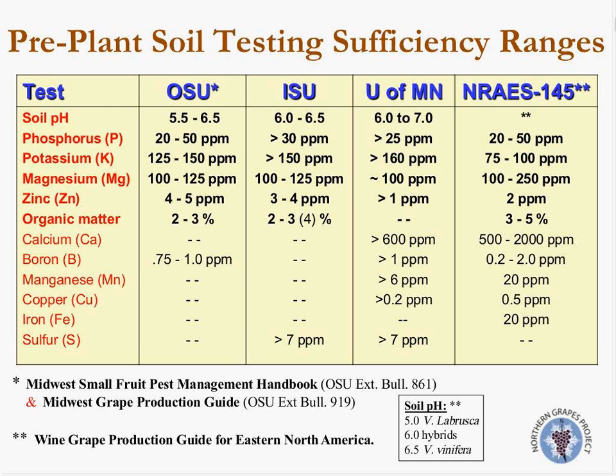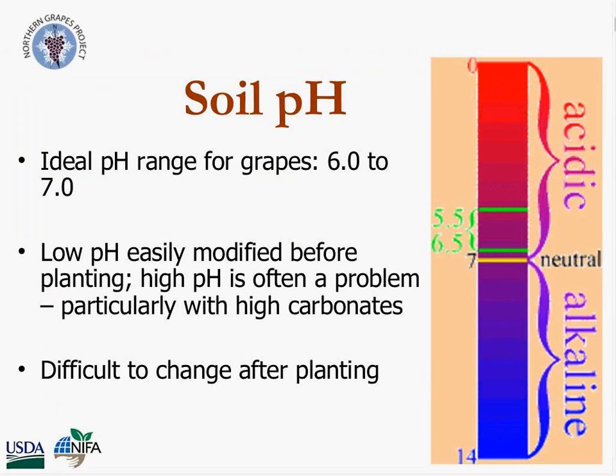So let's take a look a little bit closer at pH. In terms of pH for grapes, ideally for most of the varieties except for perhaps the Labruscas, you want to be in that slightly acid range, 6 to 7. Low pH, if you're too low, if you're more in the acid range, it's easily modified before planting. It's very difficult to modify it after planting. So this is a reason why you want to get that soil test first. High pH is often also a problem, particularly if you have high carbonates. It's difficult to change high pH, but we'll get into some options in just a little bit.